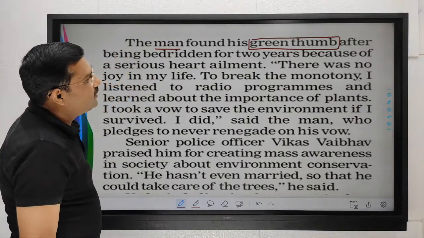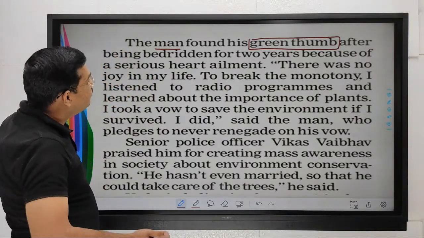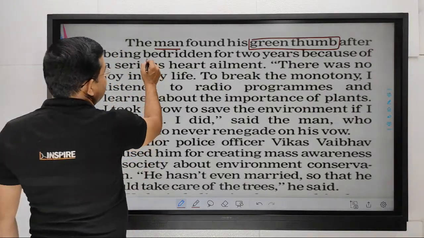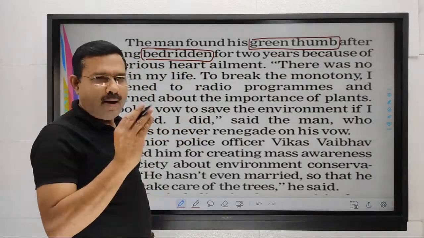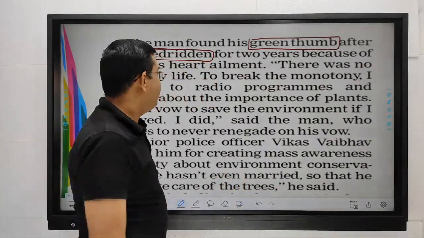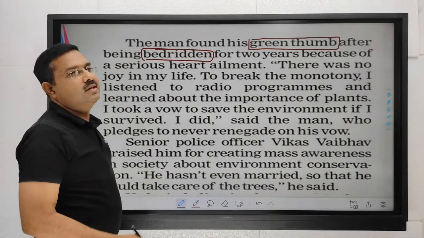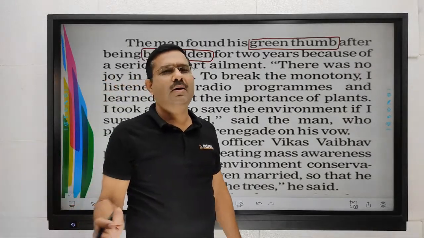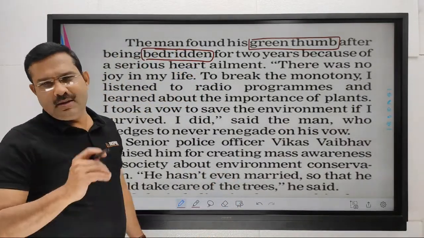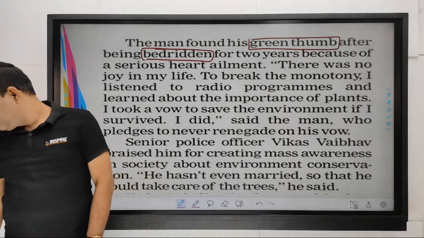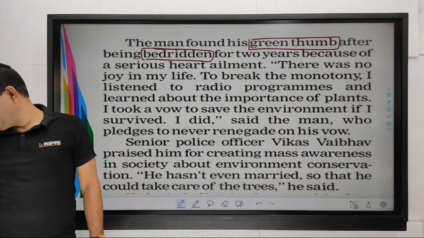So the man found his green thumb after being bedridden. What do you mean by bedridden? Bed we know, B-E-D, bed, ridden. Bedridden means a person is lying on bed for a long time because of illness or weakness. So that is called bedridden. What we call in Hindi, बिस्तर पकड़ लिया है लंबे समय से, बिस्तर पे है, not exactly paralyzed.